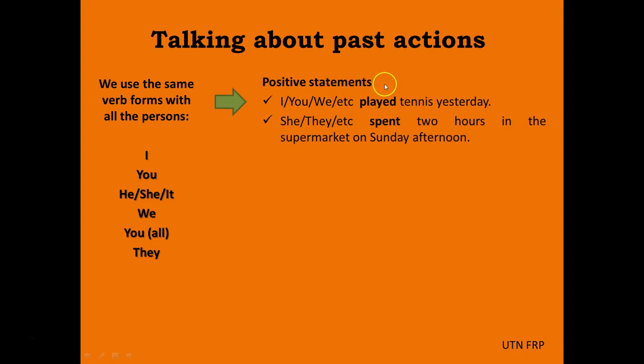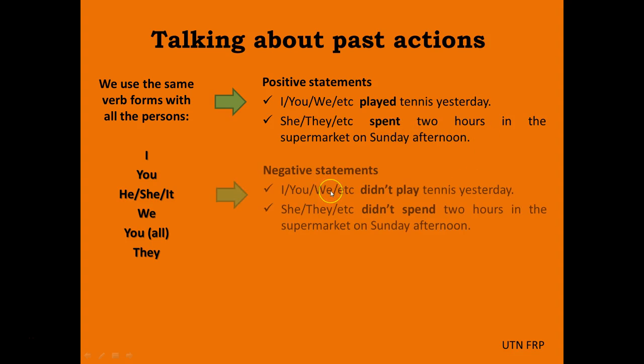For positive statements, we say I, you, we, they, he, she, it played tennis yesterday. She, they spent 2 hours in the supermarket on Sunday afternoon. We use it with negative statements. I, you, we didn't play tennis yesterday. She, they, I, we, you didn't spend 2 hours in the supermarket on Sunday afternoon. Pay attention to the verb forms. When the auxiliary verb is present, play is in its infinitive form. The same here. Look at the same example in a positive statement, right? The verb is in its past form.